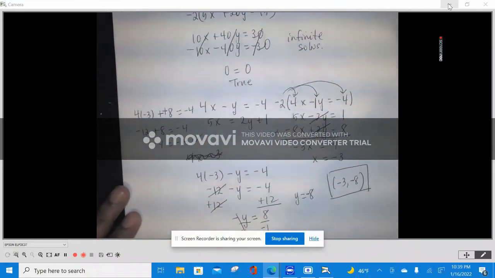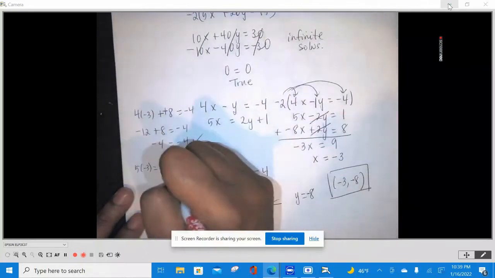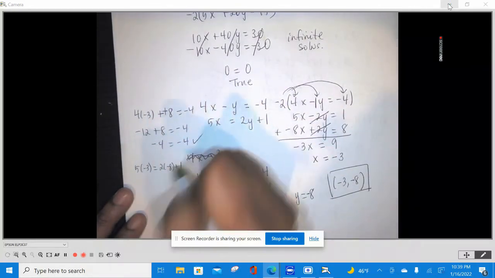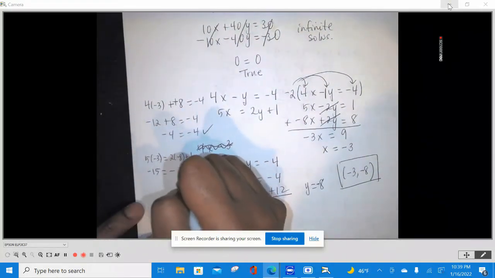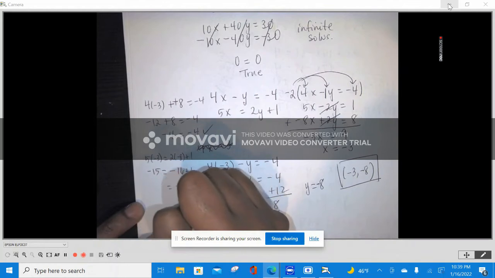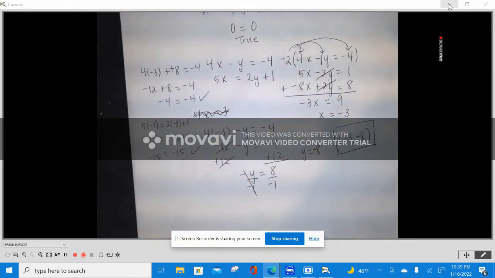Now I'm going to do the bottom one. 5 times negative 3 equals 2 times negative 8 plus 1. And this is negative 15. Negative 16 plus 1. Yep, negative 15 equals negative 15. So that has to be the point of intersection.